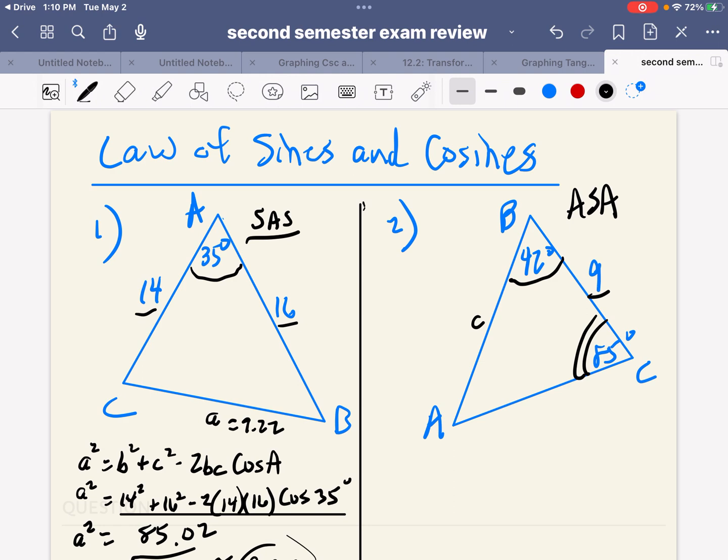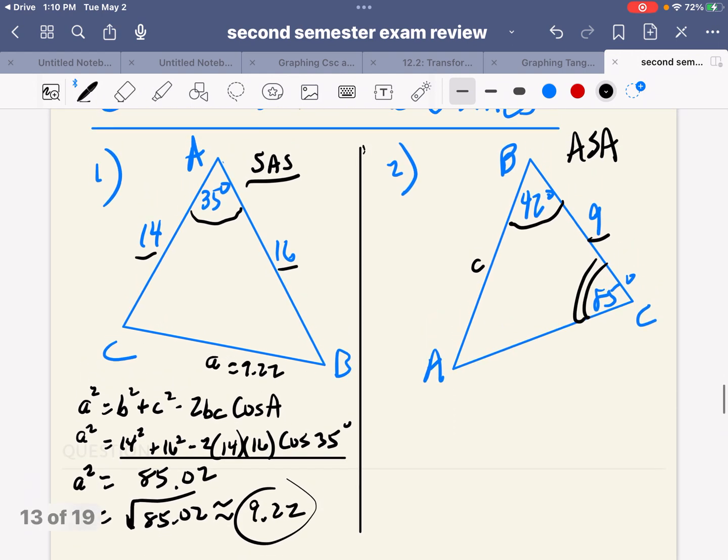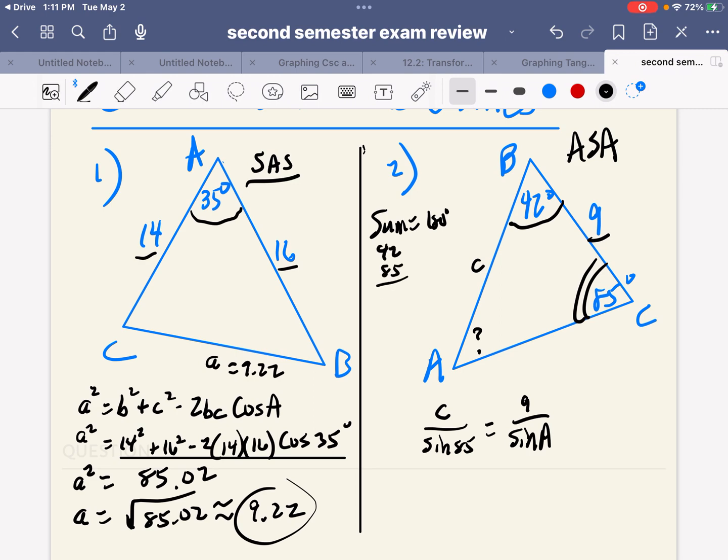Okay, well, the law of sines says, wait a minute, let me start over. I could say C over sine C equals A over sine A. Well, the problem is I don't know sine of A. But remember that the sum of the three interior angles of a triangle must always equal 180 degrees. So if I add 42 and 85, I get 127. If I take 180 minus 127, what's that going to be? 53. So I found A to be 53 degrees.